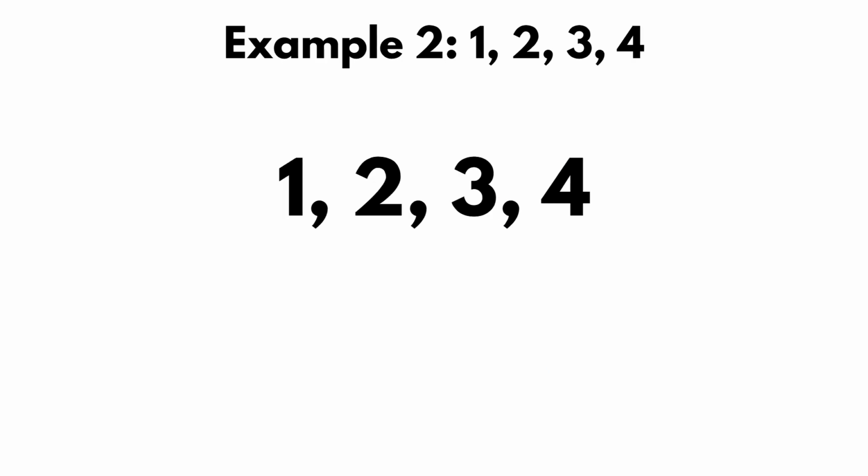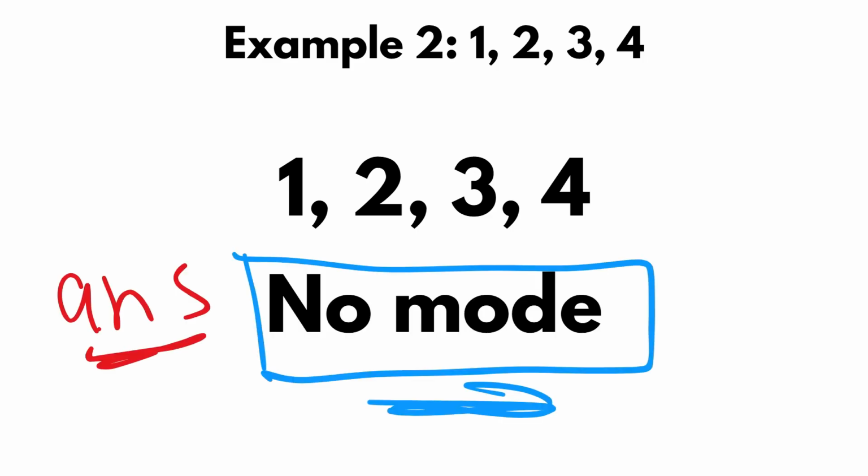Let's look at example 2. We were given the numbers 1, 2, 3, 4. Now, which number is repeating at least 2 times or more? 1 only once, 2 only once, 3 only once, and 4 only once. Therefore, in this example, there is no mode.